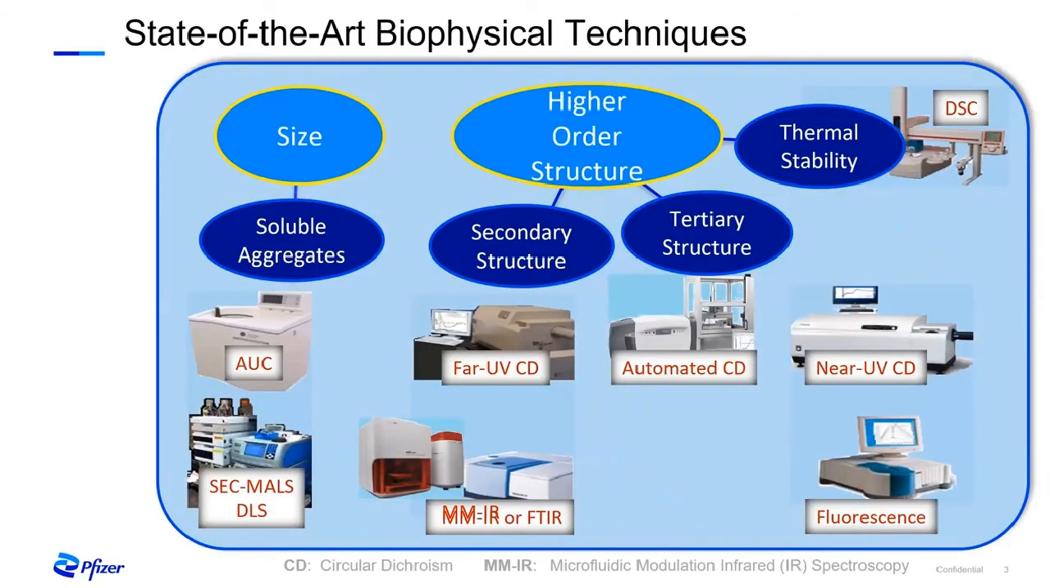A variety of techniques are involved in biophysical characterization. What you are seeing here for high-order structure, the secondary structure quality attributes is characterized by 2 different spectroscopy methods, far UV-CD and infrared spectroscopy IR. The new technique, MMIR, is what I will be focusing on today. MMIR is the acronym for microfluidic modulation IR spectroscopy, that I will be referring to throughout the rest of the talk.